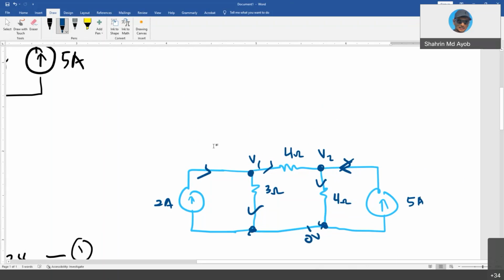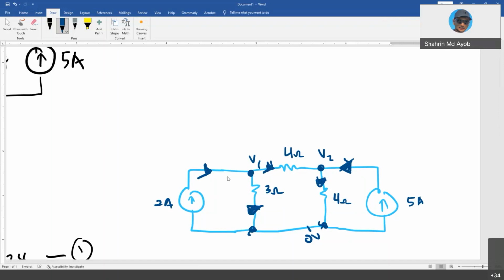The next step is to define the direction of your branch currents. Your branch currents need to be consistent, so you shouldn't change the direction of the current once you have set it. As you can see, I have set my branch currents as shown in this circuit here. After you have defined all your current directions, then you can start to analyze your node voltages.